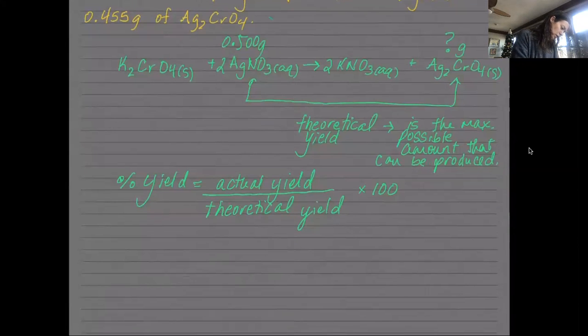So for the actual yield, you must actually run the experiment. You need to actually get some potassium chromate and some silver nitrate, particularly 0.500 grams of it. You should collect your precipitate, filter, rinse, wash, dry your precipitate, and mass it. The mass that you get will be your actual yield, right? So your actual yield must be determined experimentally.